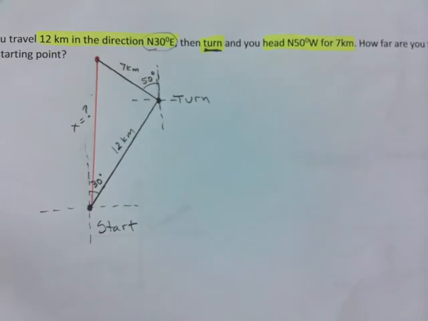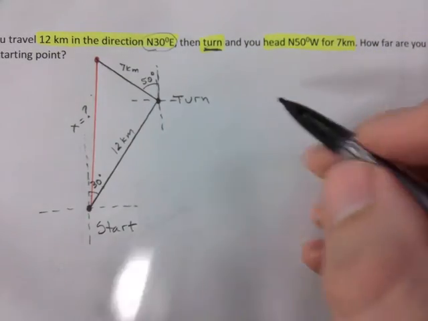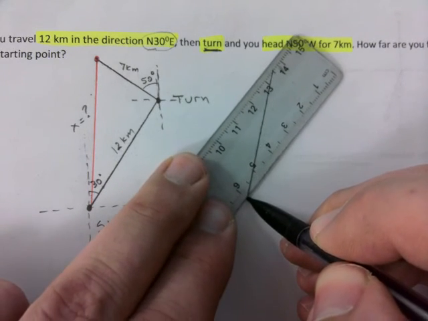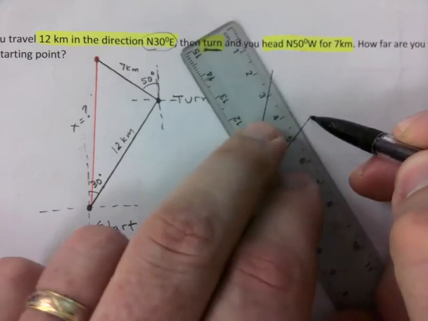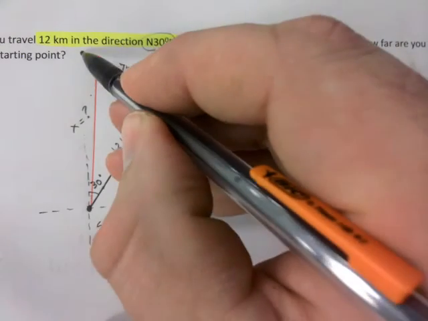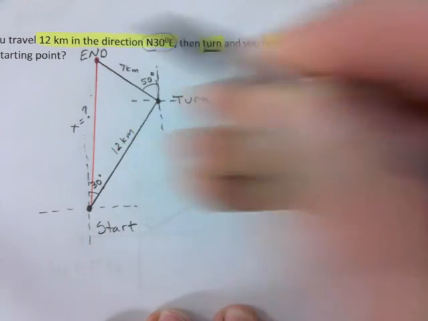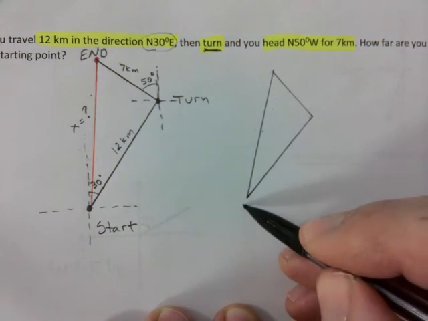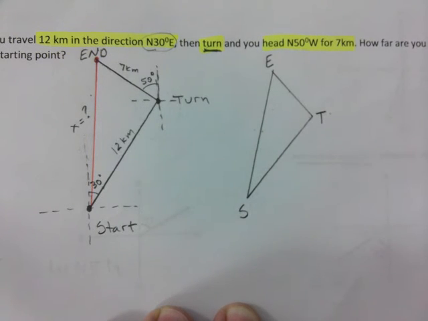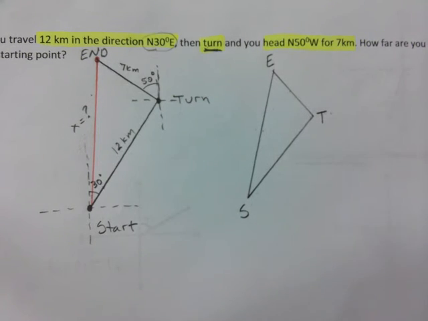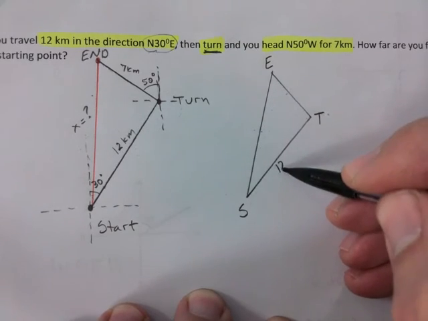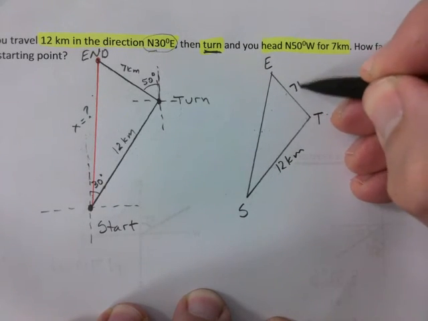So what I will ask you to do is this. Let's copy this one right next to it. Just make a copy of that triangle and we're going to start transferring information. Let's call this end here. This is where you end up. So we're going to call this S, T, E, like that. Okay, I know this is 12 kilometers, no problem. I know this is 7 kilometers, no problem.